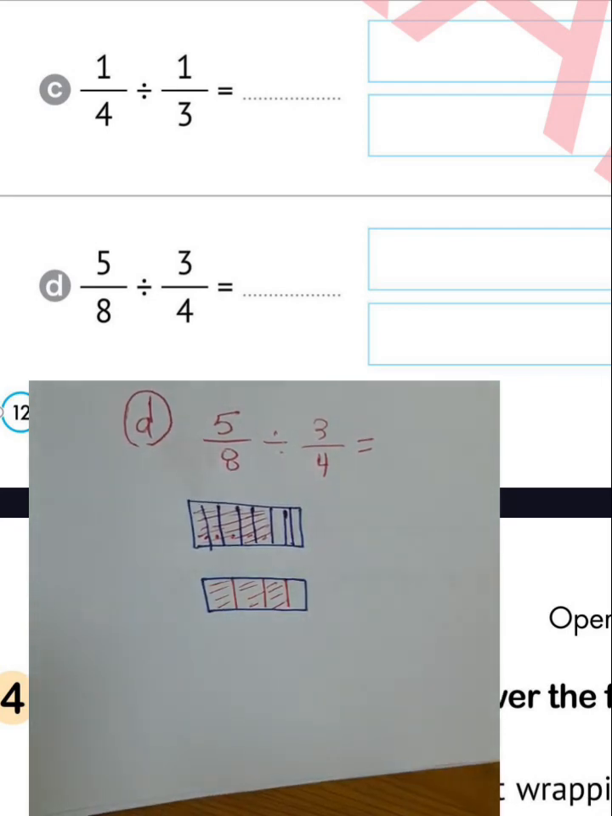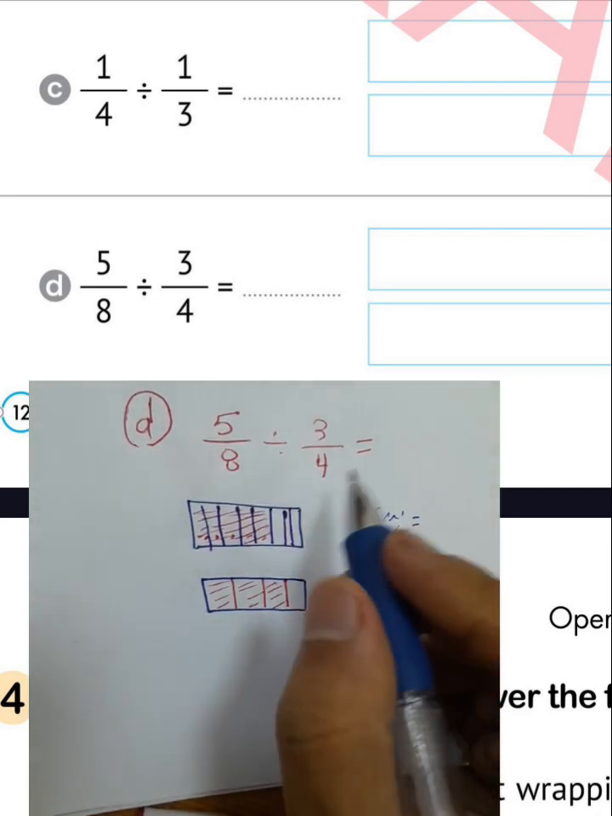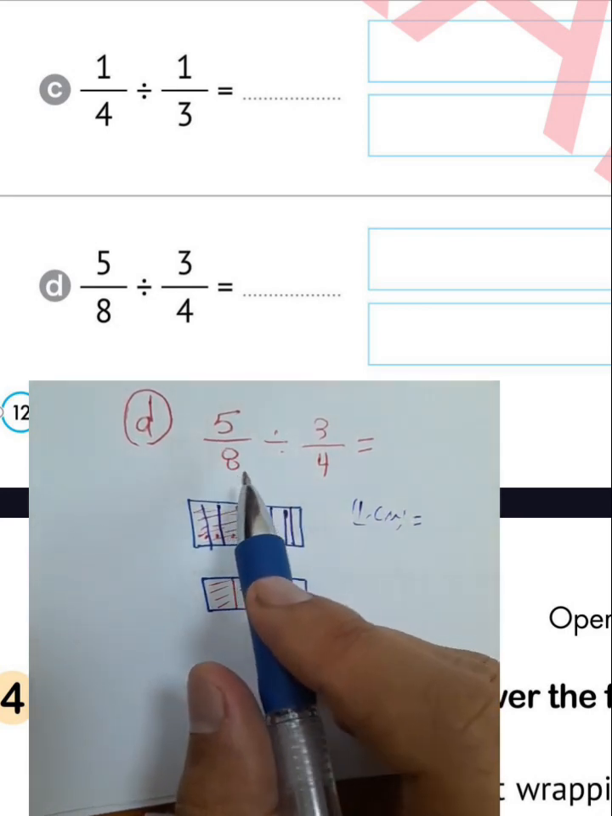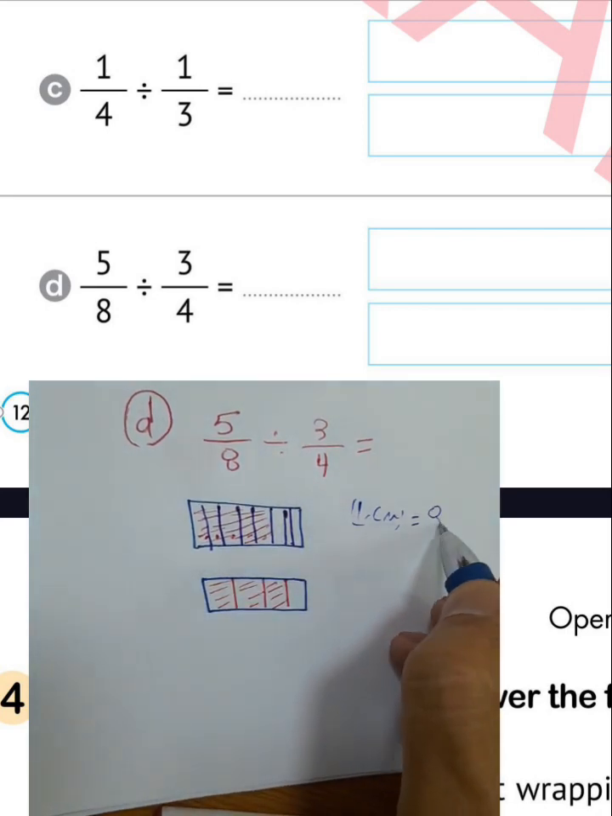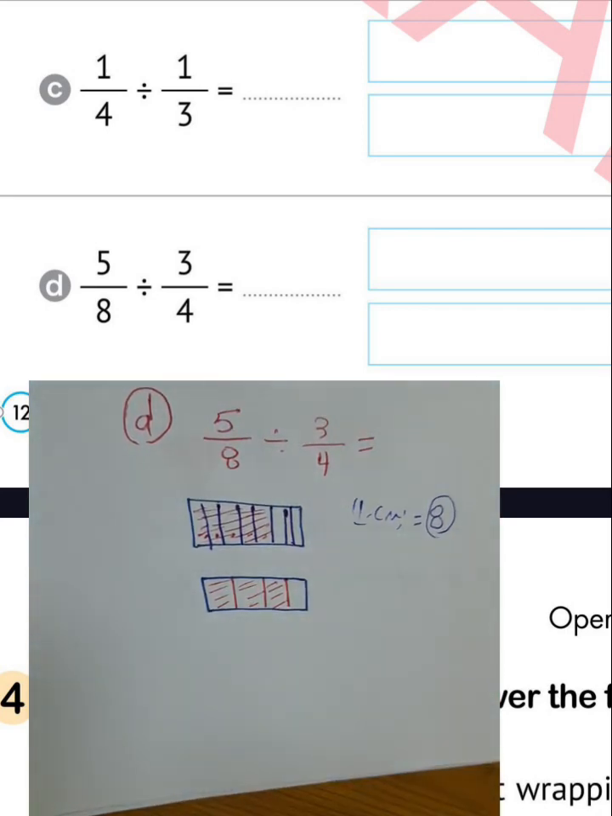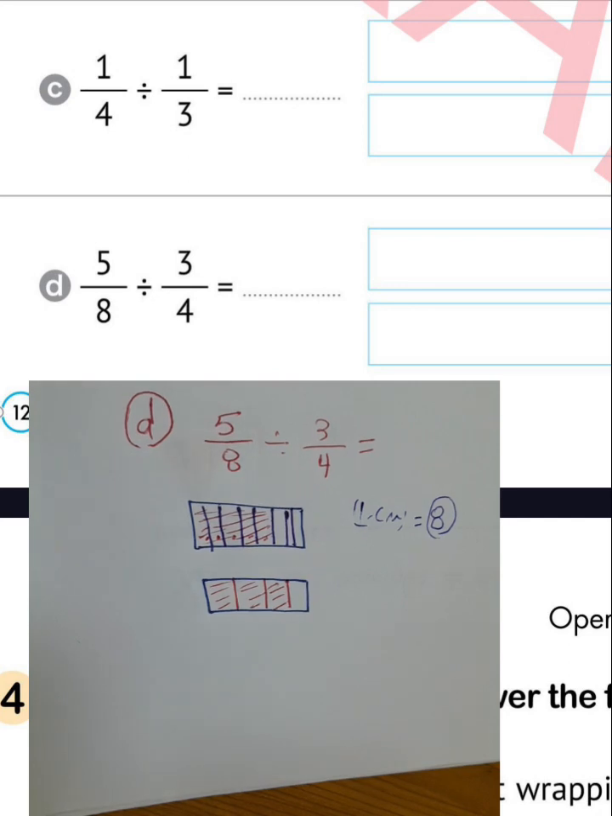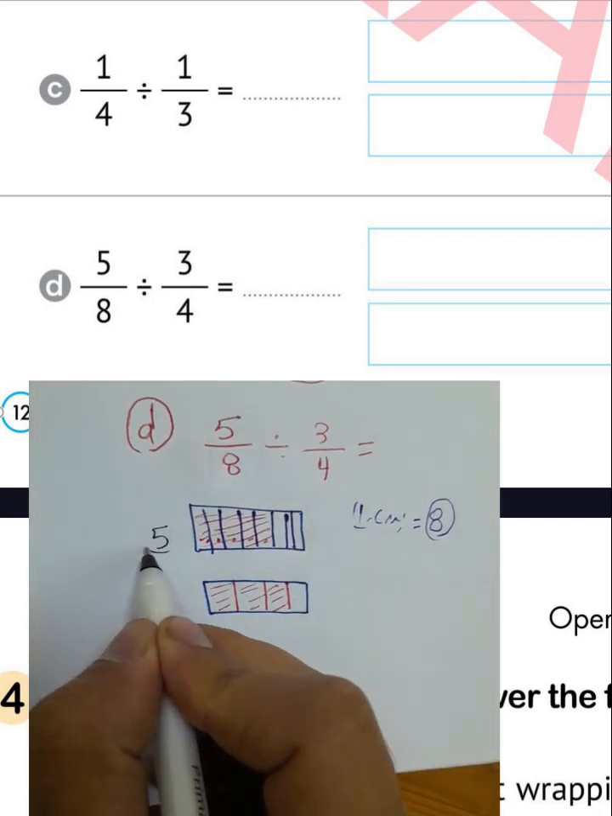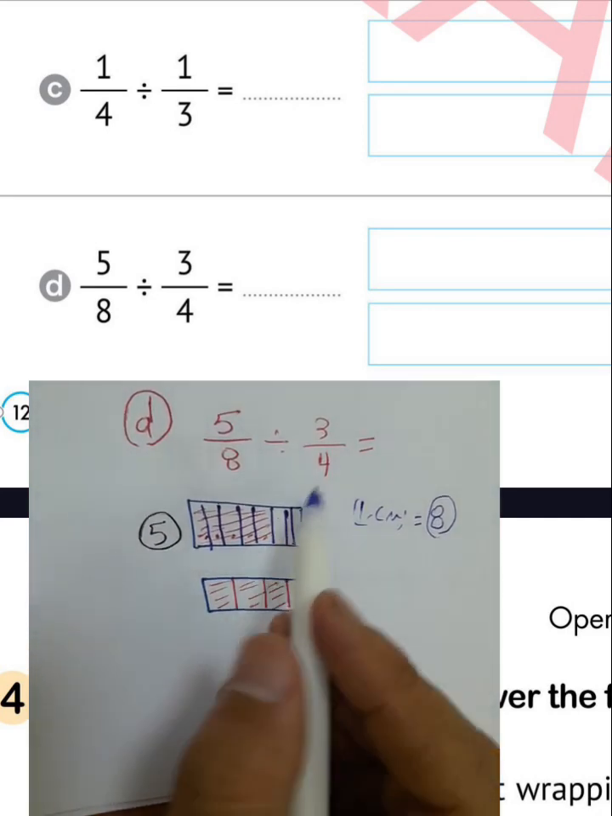Okay, and we know the least common multiple between the two denominators 4 and 8. It will be what? 8 plus 8 equals 16. No, no, 8 can be divided by 4, so the least common multiple between them equals 8. Okay, then put 8 here, and then you can count how many parts. 1, 2, 3, 4, 5. 5 parts colored here. And next, we can convert 4 to 8.